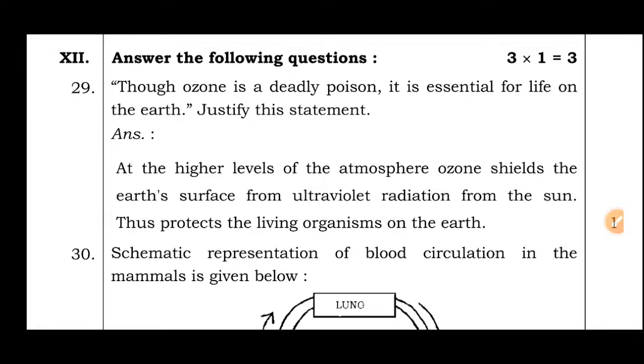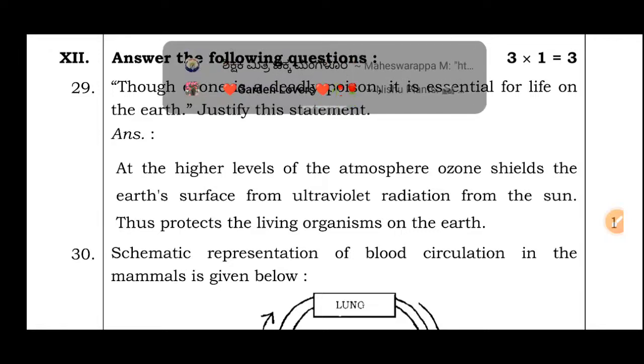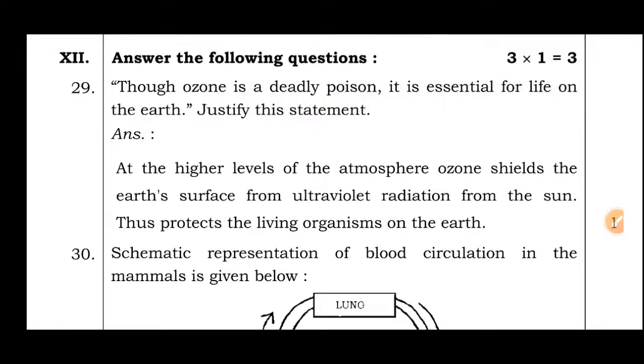Now, question number 12. Answer the following questions, each carrying 1 mark. 3 questions are there. The 29th: Ozone is a deadly poison, yet it is essential for life on earth. Justify the statement. At the higher levels of the atmosphere, ozone shields the earth's surface from the ultraviolet radiation of the sun, thus protecting living organisms on earth. That's why it's a deadly poison, though it is required for life.